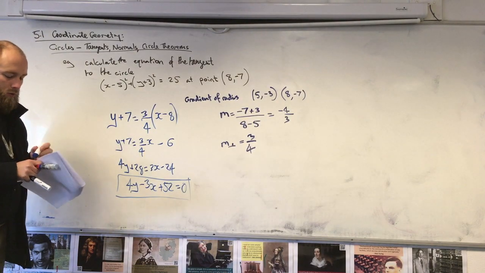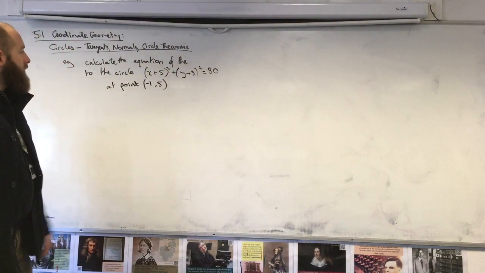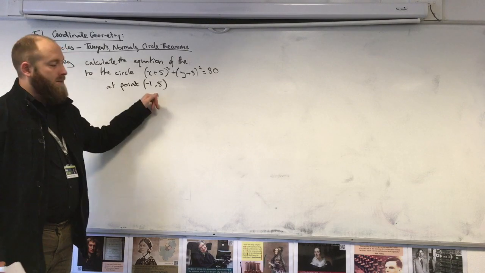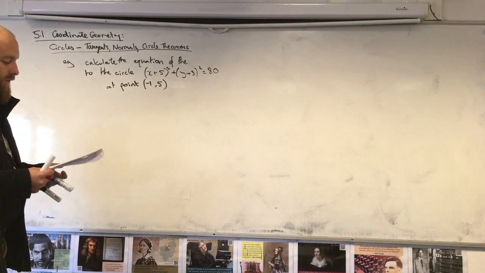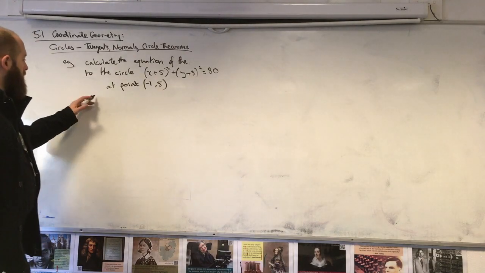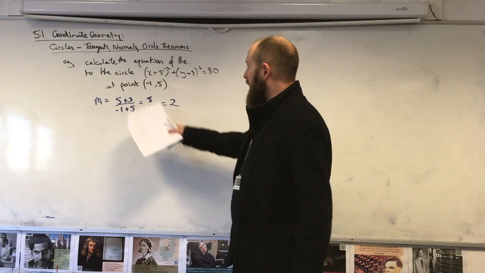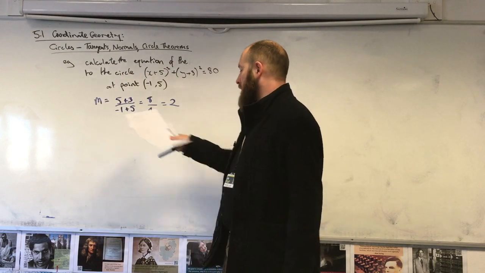Alright, now let's try and find a normal to a circle. So, equation of the circle's there, there's the point, we want the normal this time, so find the radius, same gradient passing through that point. So if you want to pause it and try it, you can. I'll go through it now though. So the gradient is going to be 2. So be careful, plus signs there, minus, minus, but minus, minus is plus.